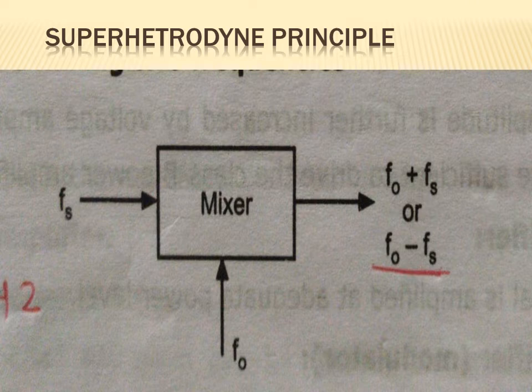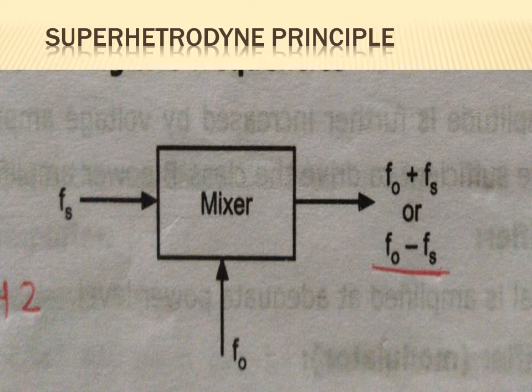So the first disadvantage of TRF radio receiver is instability. The second disadvantage is the variation in bandwidth over the tuning range, and the third one is insufficient selectivity. And last, it is the poor adjacent channel rejection capability. So these are the disadvantages of TRF radio receiver. Nowadays we are going to use the superheterodyne radio receiver.